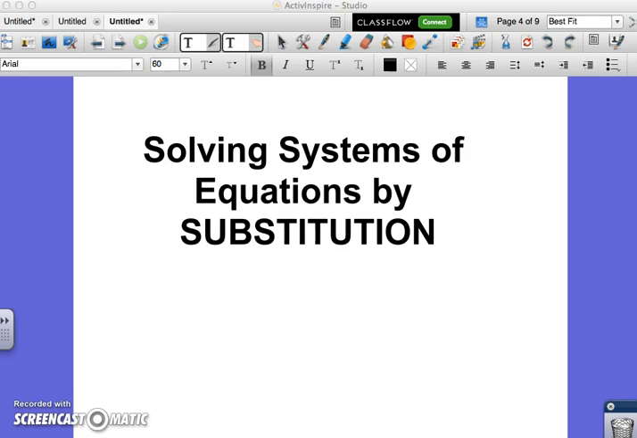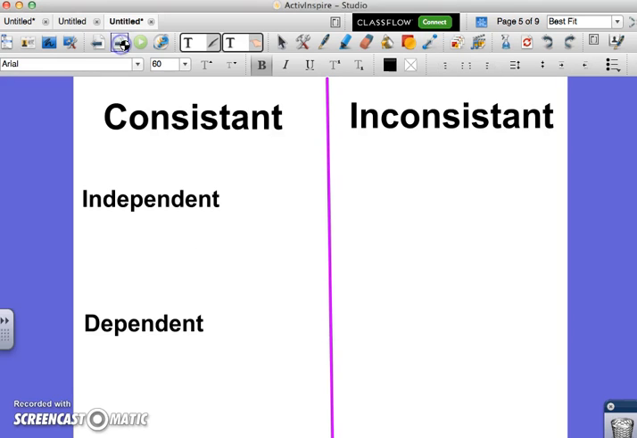So today, or tonight, this evening, we're looking at solving systems of equations by substitution. We've already looked at solving them by graphing, so now we're going to look at solving them by substitution. And remember, solving a system, we are looking for the places where they intersect, where they cross, if they do.